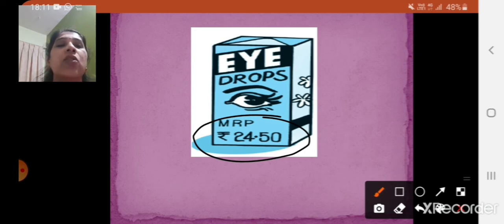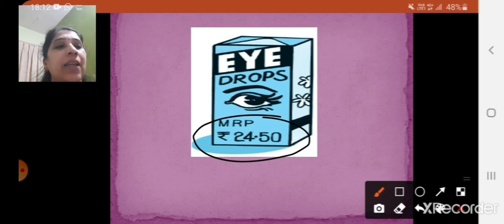And what is written? Rupees 24.50 means 24 rupees and 50 paise. So 24 is a whole number, and the point is called the decimal point, and it is 50 paise. Because we cannot write 24.5 rupees, that's why it has been written as 24.50.